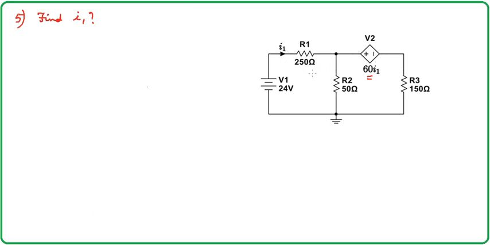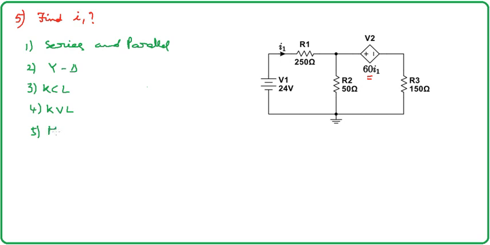So this is a 250 ohm resistor and this is a 50 ohm resistor. This is a 150 ohm resistor and this is 60 I1. As we know, the famous reduction techniques are: one, series and parallel combination. Second, star delta. Third, Kirchhoff's current law. The fourth one is Kirchhoff's voltage law. The fifth one is mesh analysis. And the sixth one is nodal analysis.